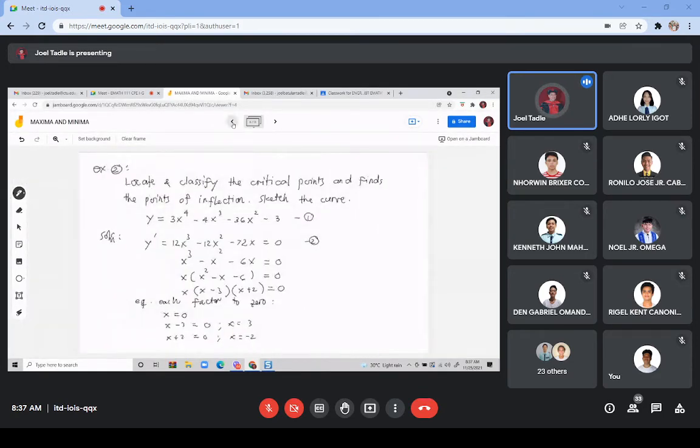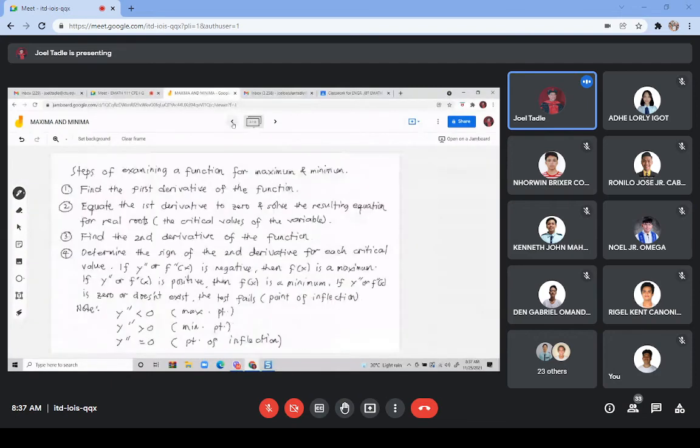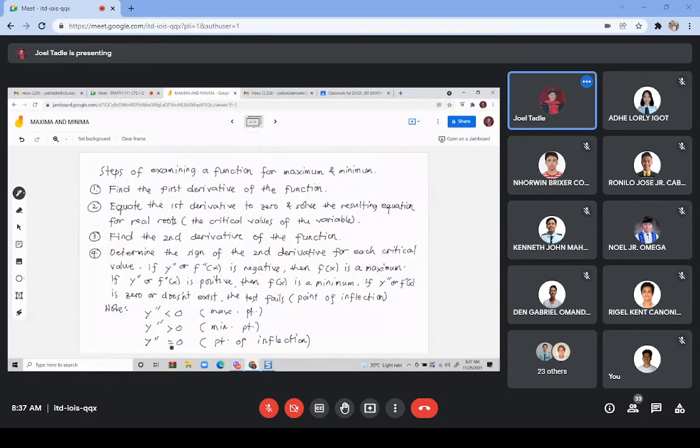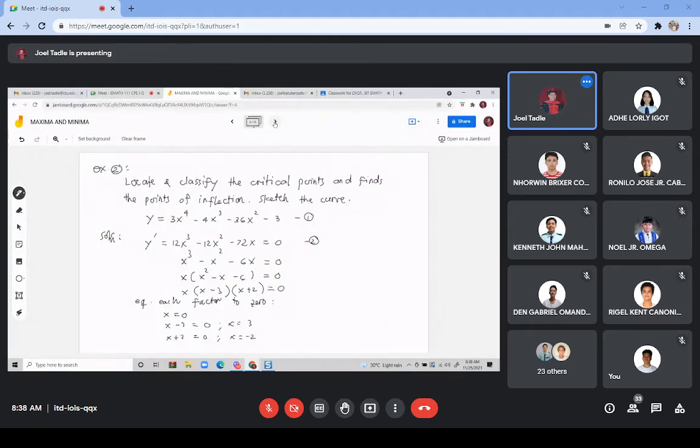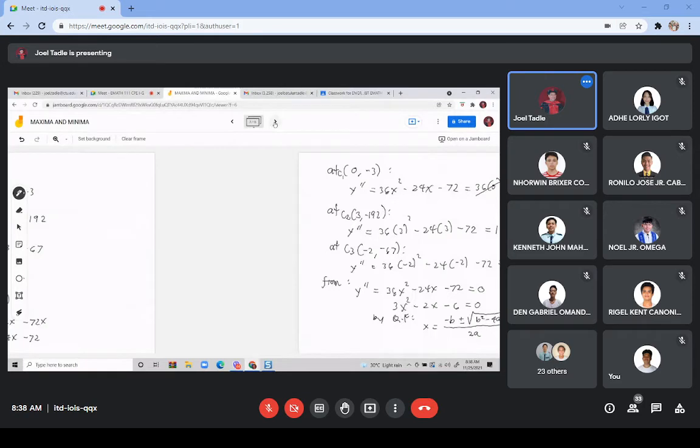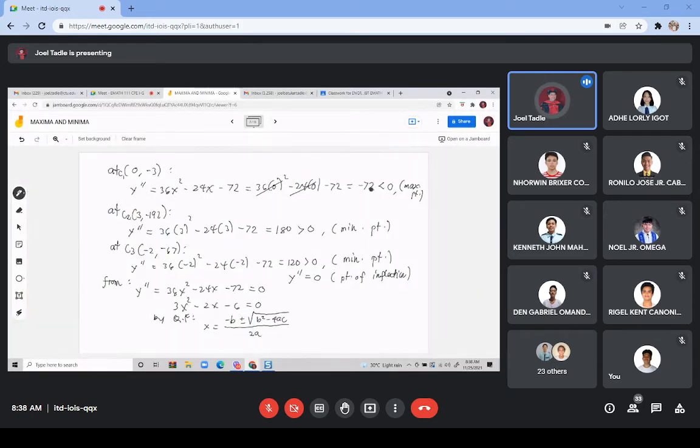Tama na dire sa ato ang notes, no? Itong balikon. Y double prime lesser than 0 is maximum. Y double prime greater than 0 is minimum. If equal to 0, point of inflection. So, negative 72 is less than 0 man na siya. Therefore, this critical point number 1 is maximum point.